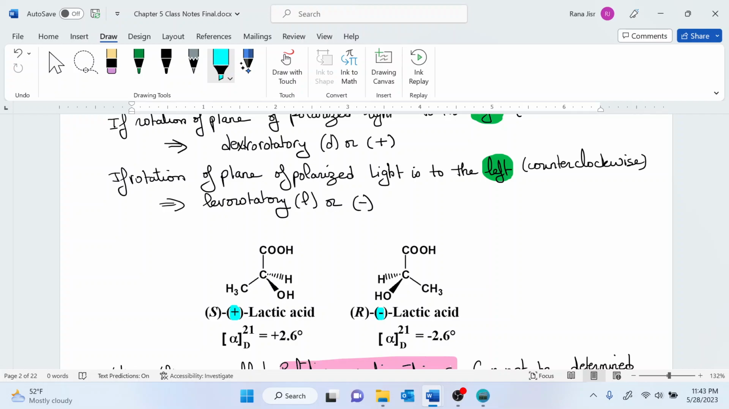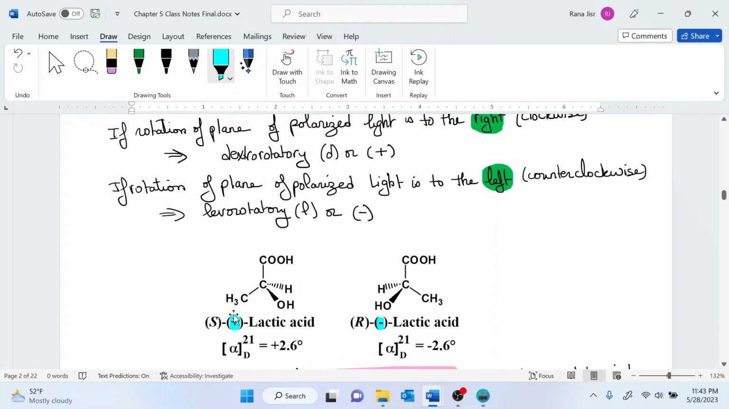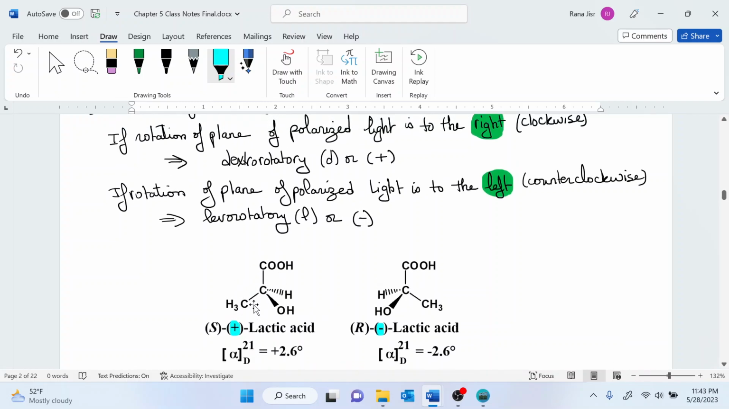You put your sample in and see what sign you get for the observed rotation, and then you calculate your specific rotation. But this positive and negative sign, these are part of the name. And when you see them, you need to understand what they mean. So a positive sign here means that this molecule is an optically active molecule and it's capable of rotating the plane of polarized light to the right. This one, on the other hand, is its mirror image. So it's capable of rotating the plane of polarized light to the left.